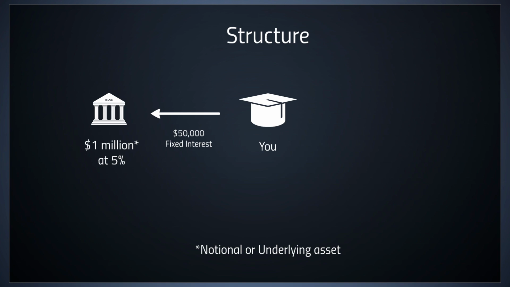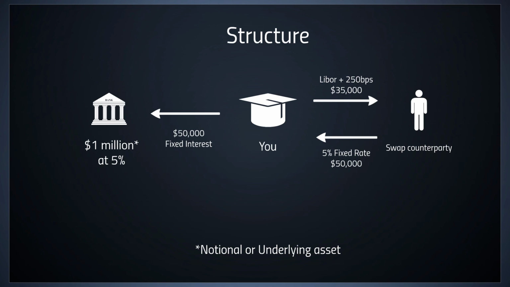So you go out and find a swap counterparty, and this could be a bank, a hedge fund, or maybe just an English major who doesn't know any better. So in any case, you make a deal with them to pay them a variable interest rate of LIBOR plus 250 basis points in exchange for receiving the 5% fixed rate, which will offset your student loan payments. Now, this may seem like a good deal if you start off with a $35,000 payment, which is saving you $15,000 in that first year.